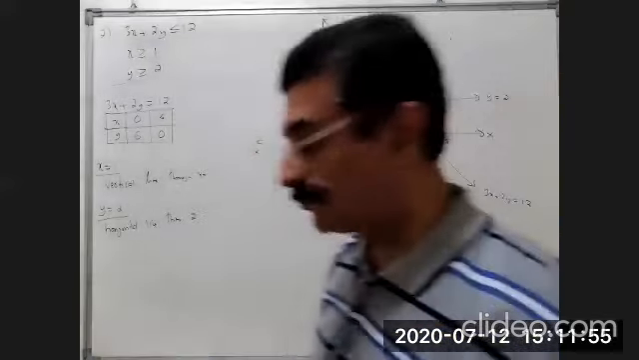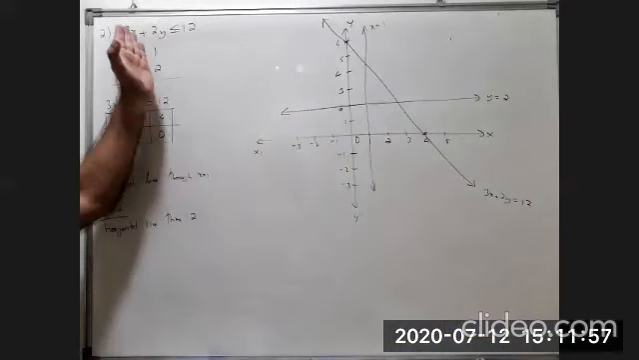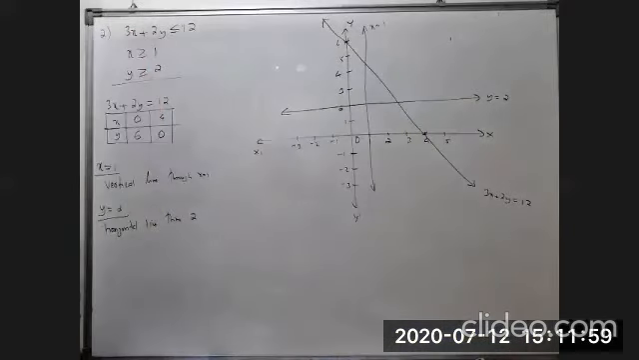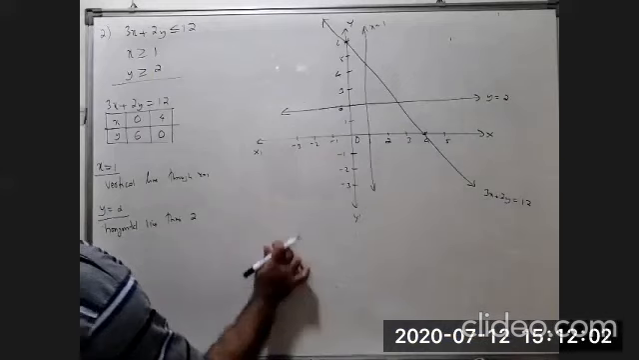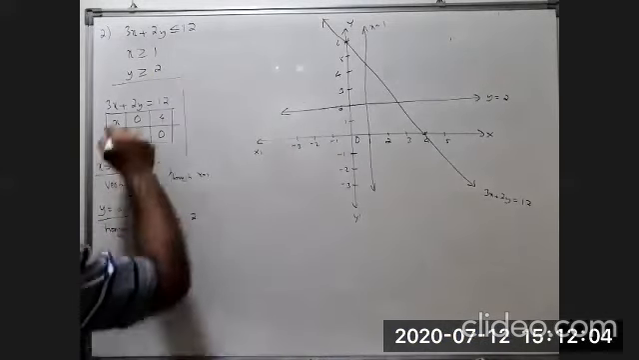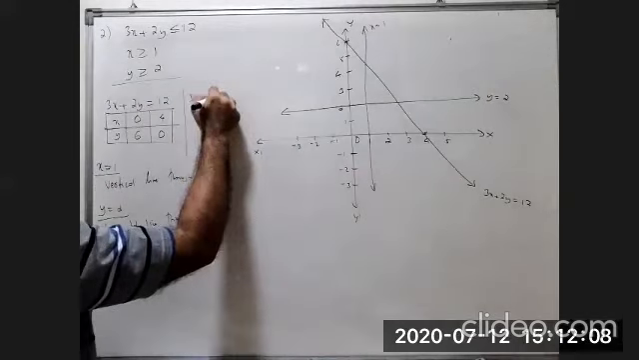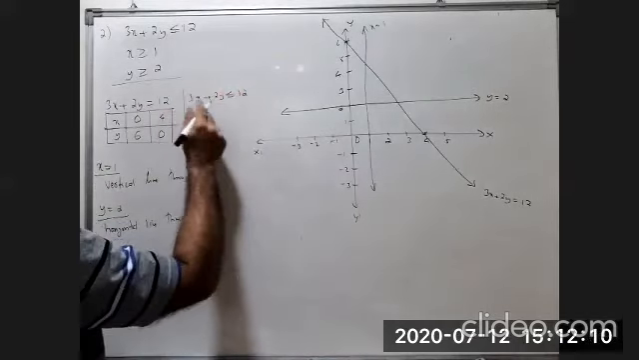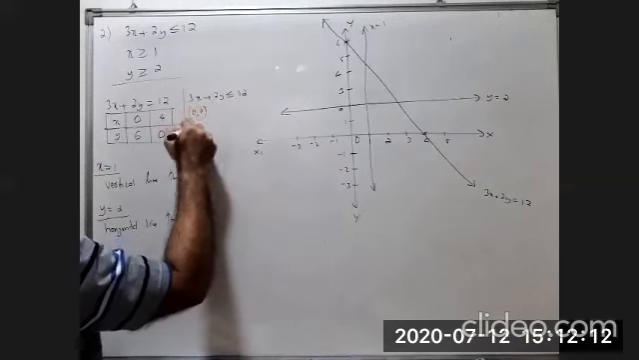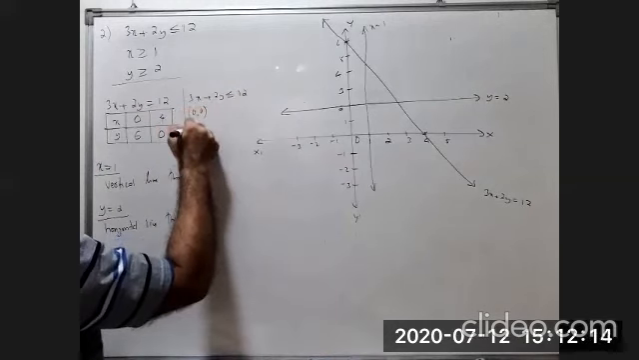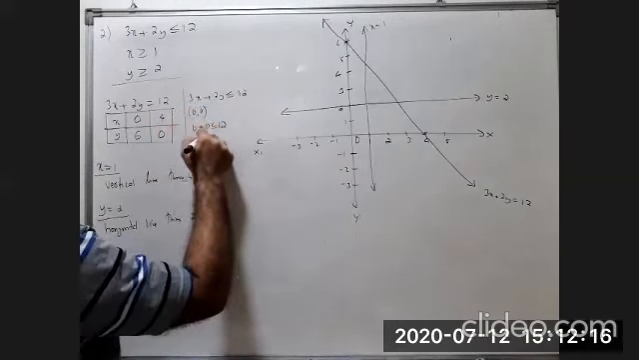Now, after drawing these 3 lines, our aim is the inequality. Our inequality is 3x plus 2y less than or equal to 12. Taking 0, 0: 0 plus 0, is it true? This is true.